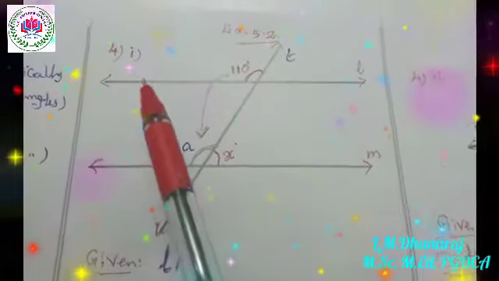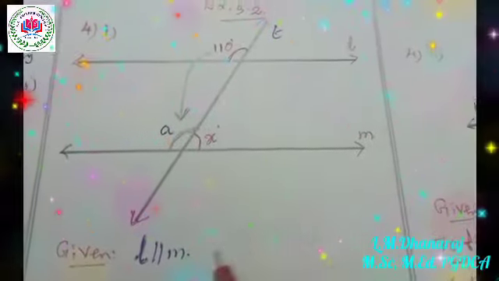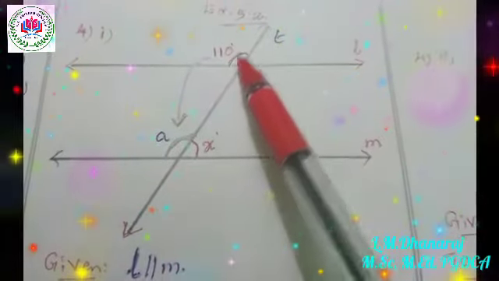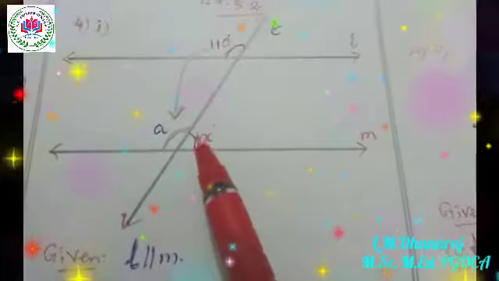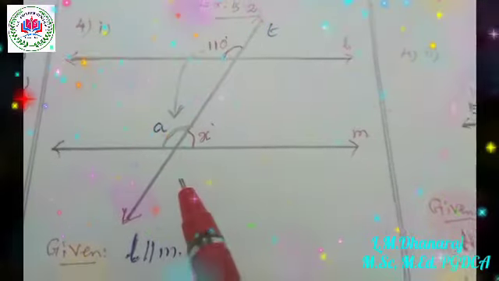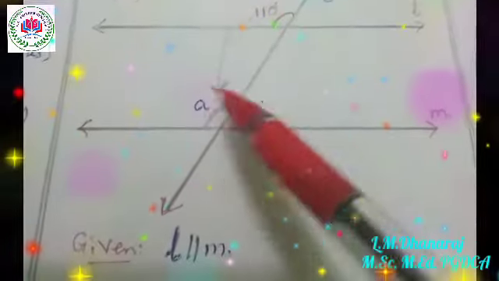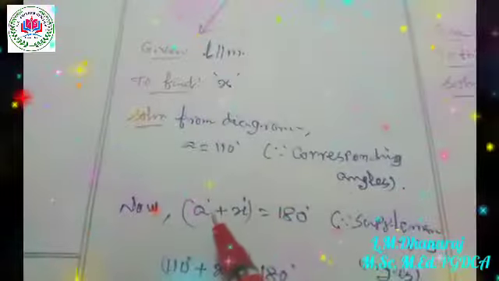Question number 4, the first subdivision. This is the given diagram. L and M are parallel lines and T is the transversal. Now it is given this angle is 110 and this angle X we have to find out. By the property, these two are corresponding angles. Therefore when this is 110, automatically this angle also will be 110. This I named as A. So A degrees is equal to 110.